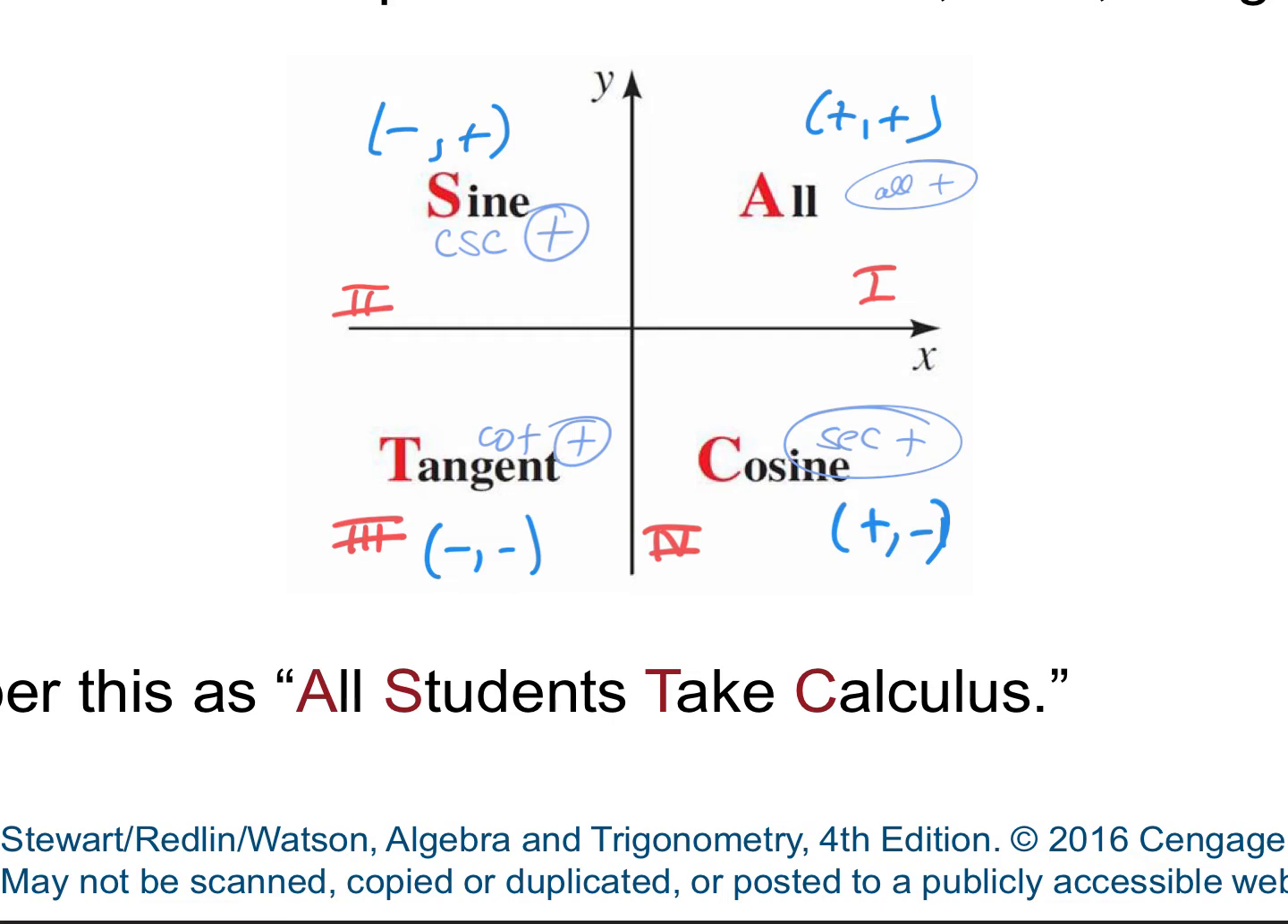First quadrant, A, all 6 trig functions are positive. In the second quadrant, sine and cosecant are positive, everything else is negative. In the third, tangent and cotangent are positive, everything else negative. And then in the fourth quadrant, cosine and secant are positive, everything else is negative.